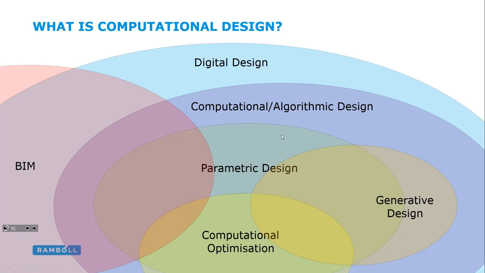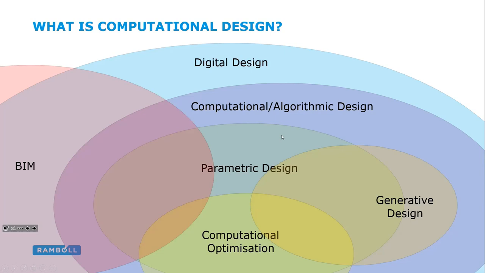So I view computational design as a subset of overall digital design, with parametric design, optimization, and generative design as subsets of that. And there's also BIM as well, which lots of people are talking lots about. Some people consider computational design to be part of BIM. I don't necessarily agree with that. I think there's a pretty big overlap. And a lot of the time when we're talking about computational design, we're also talking about BIM. But there are also times when talking about BIM but not computational design and vice versa.